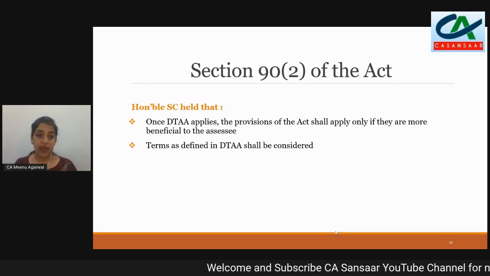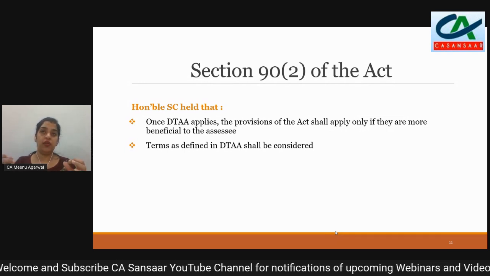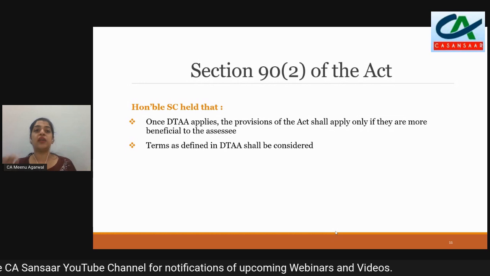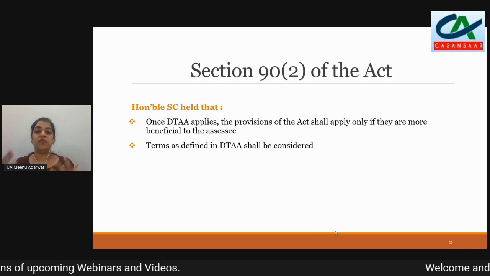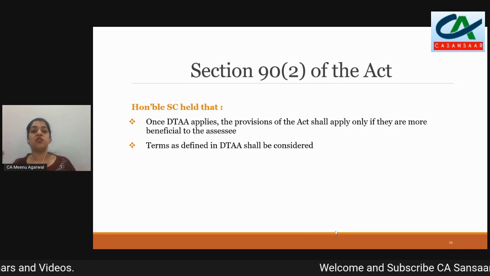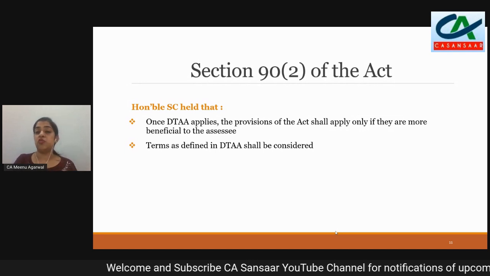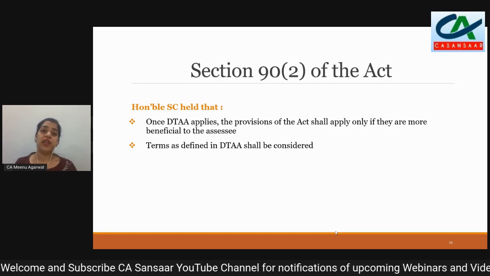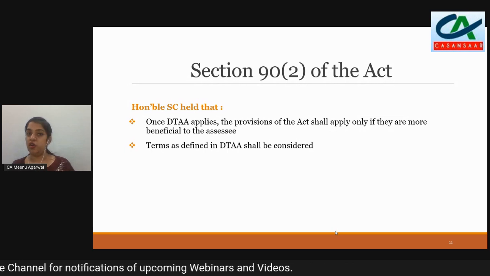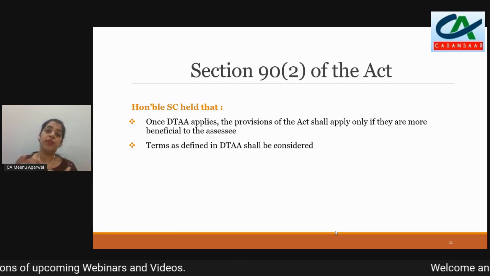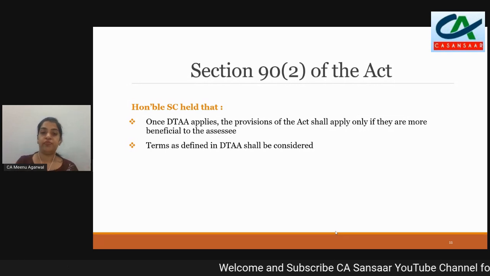So it was held that once the DTAA applies, you need to compare the provisions of the Income Tax Act and the Double Taxation Avoidance Agreement and arrive at a conclusion as to whichever is more beneficial to the assessee. If the terminologies used in DTAA are beneficial to the assessee, you need to go with that. As the Supreme Court discussed, the definition of royalty in the Double Taxation Avoidance Agreement is narrower when compared to that of the Act, which means DTAA is much more beneficial to the assessee and you should provide such benefit by way of Section 92.